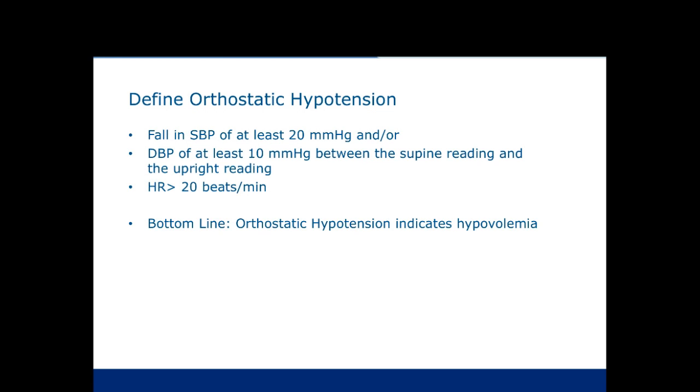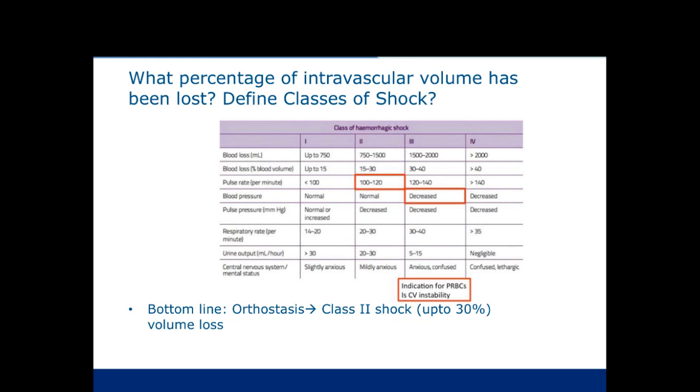It's called orthostasis. So let's define orthostatic hypotension. Orthostatic hypotension is a fall in the systolic blood pressure of at least 20 and a diastolic blood pressure of 10 between a supine reading and an upright reading, and your heart rate goes up about 20. The whole point is I don't want you to memorize the algorithm for this. I want you to understand that orthostatic hypotension indicates hypovolemia. So when the boards or the shelf or any type of exam tells you this patient is orthostatic, you've got to start worrying about some kind of hypovolemia, bleeding, dehydration, that sort.